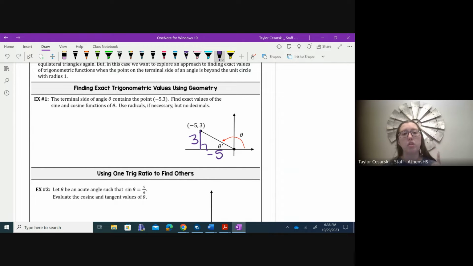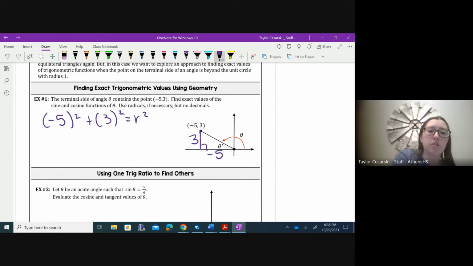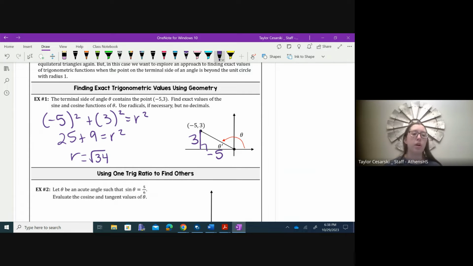But notice I'm not given the hypotenuse, so we need to reach all the way back into our math 1 and 2 brain and say, hey, if I have two sides of a right triangle, I want to use Pythagorean theorem to find the third. So I have -5 squared plus 3 squared equals r squared. That would be 25 plus 9 is r squared. So r would be the square root of 34. Again, because I have to get r by itself.